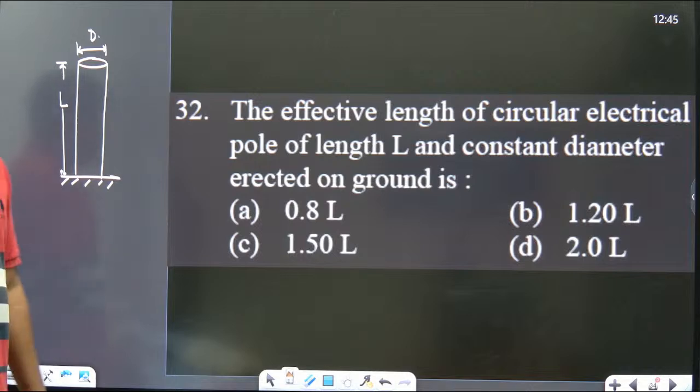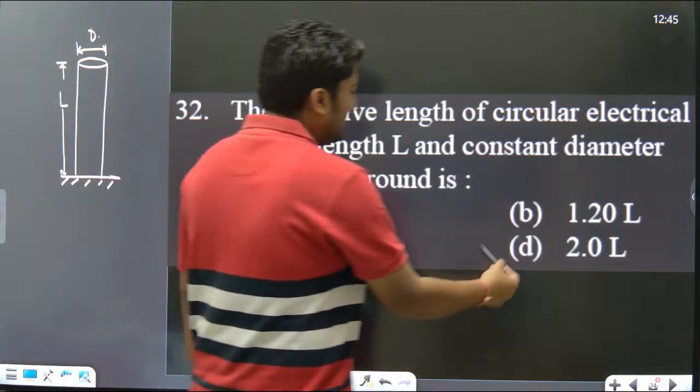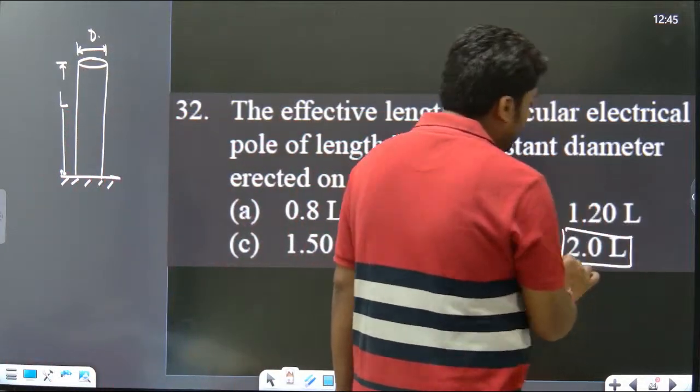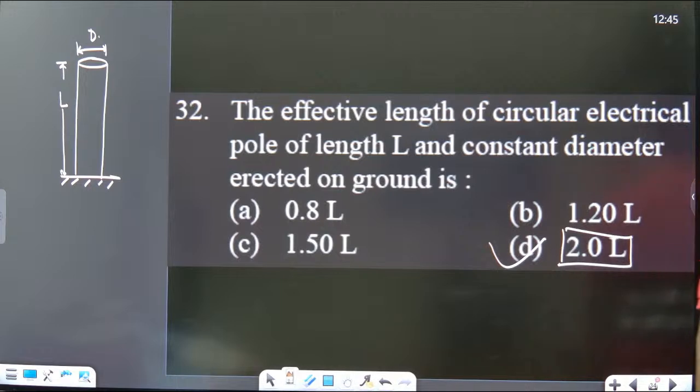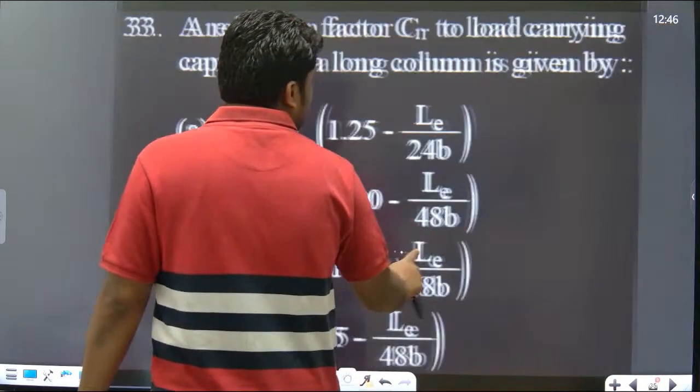Okay, erected on the ground. So what is the effective length? You can see very carefully. One end is free, another end is fixed. So the correct answer will be that the effective length is nothing but 2 times the length. Understood, everyone? So the correct answer will be D. Yes or no? This is a very simple question. Next question. Answer this question.